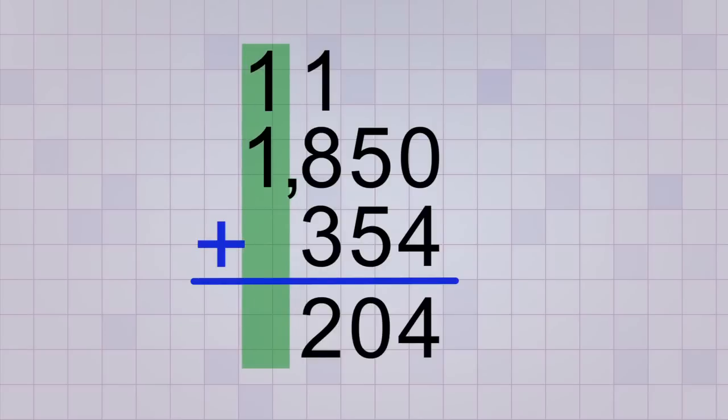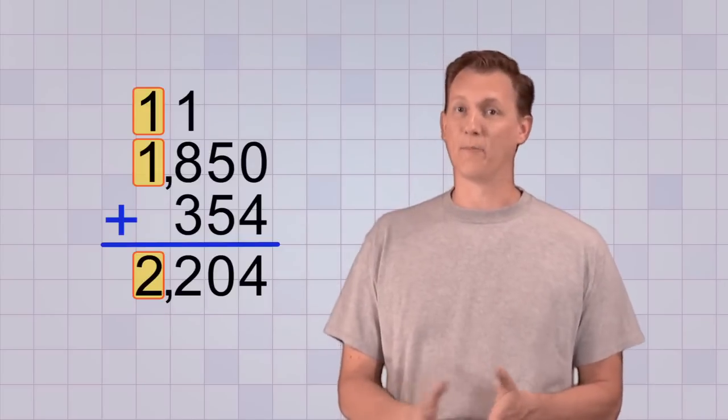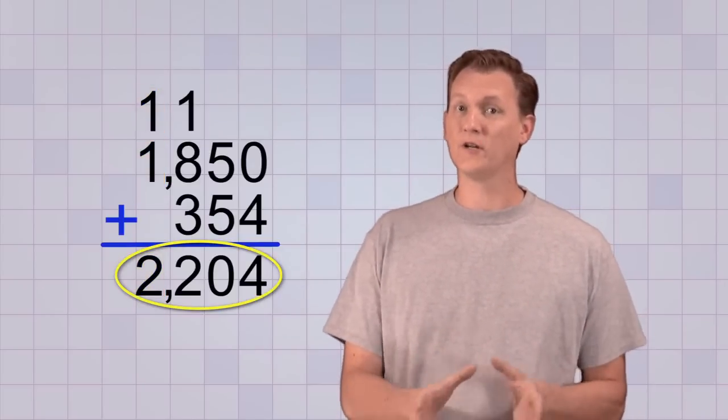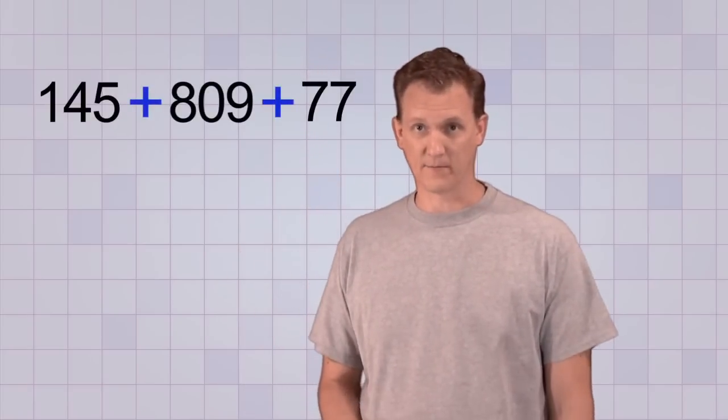Just one more column to add up now. In the thousands place, we have 1 plus 1 equals 2. Okay, we've added up all our columns, so the answer to our addition problem is 2,204. Think you've got it so far? Let's try one more together before you do some of the exercise problems. Let's add up these three numbers, 145, 809, and 77.